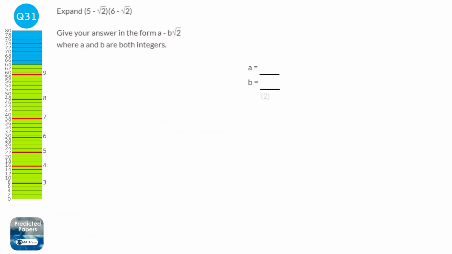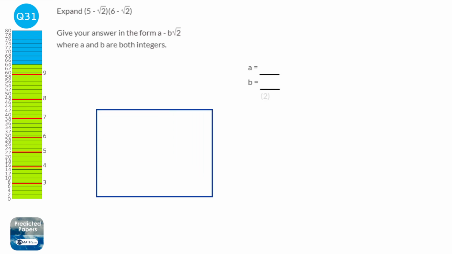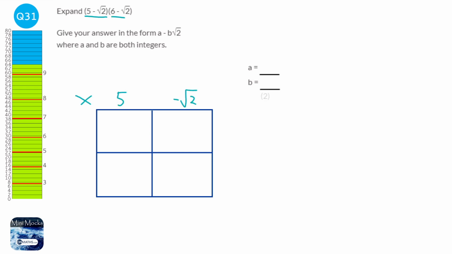The way we expand these surds with the two brackets is very similar to the way we expand with quadratics. And so you may choose a different method for expanding. I'm just going to use the grid method. And what we do is we put the first bracket at the top, so it's going to be 5 and then minus root 2. And second bracket down the side, so 6 and minus root 2.